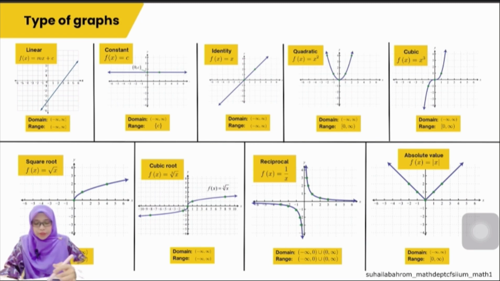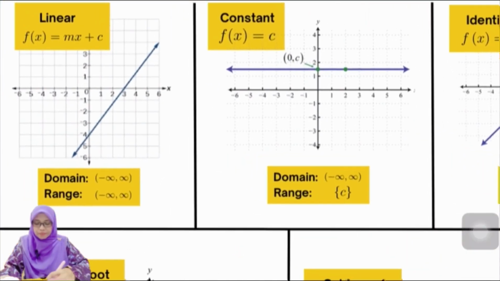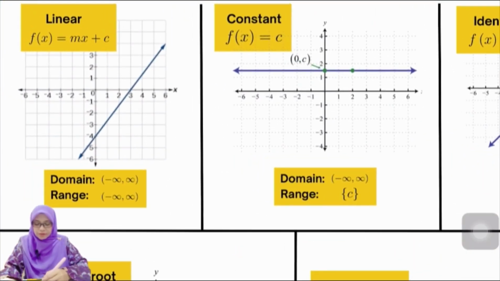So the first one, we have the linear function, which is in general mx plus c. We have two types of linear functions. It's either the slope is positive or the slope is negative. For this graph, it shows that when the slope is positive, m is greater than 0. For the linear function, the domain is from negative infinity until infinity, and the range is also from negative infinity until infinity. So that is for the linear function.